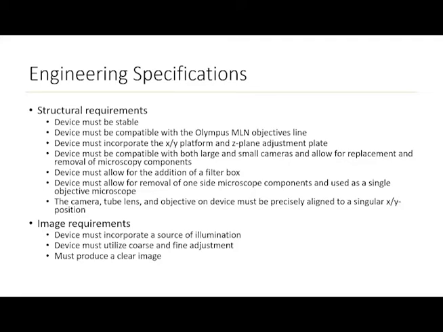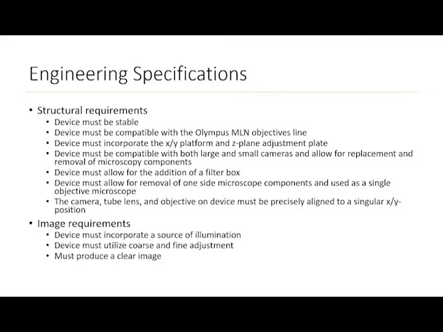The device must allow for removal of one side of the microscope's components and be used as a single objective microscope. This means that either the inverted or the non-inverted side could be removed from the microscope, and the other side that remains can still be used as a single objective microscope. The camera, tube lens, and objective on the device must be precisely aligned to a singular XY position.